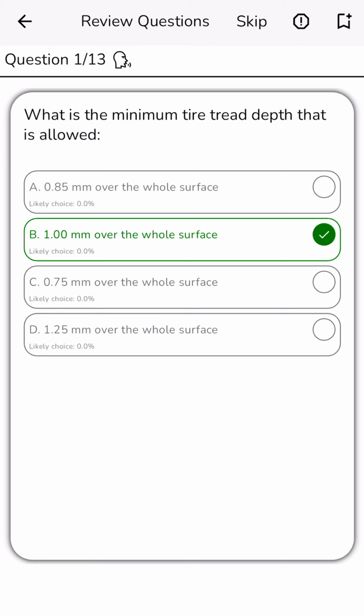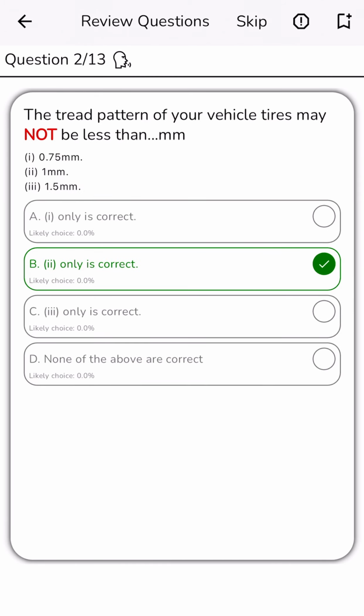We've got A being 0.85 millimeters over the whole surface. Obviously, you can already see what the answer should be: 1 millimeter over the whole surface. Anything which is not 1 millimeter is incorrect. So on all the upcoming questions related to the minimum tire tread depth, it is easy to remember: it has to be 1 millimeter. Let's move on to the next question.